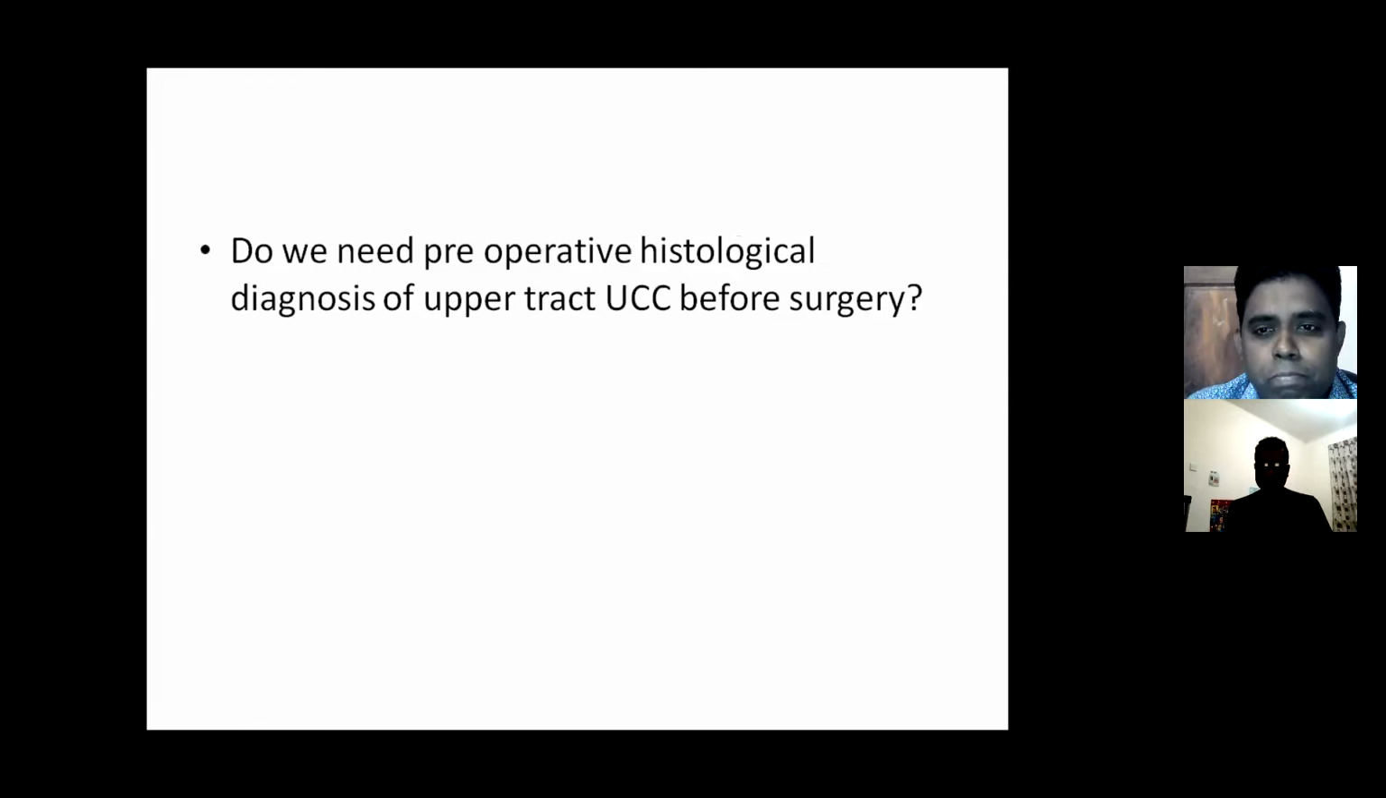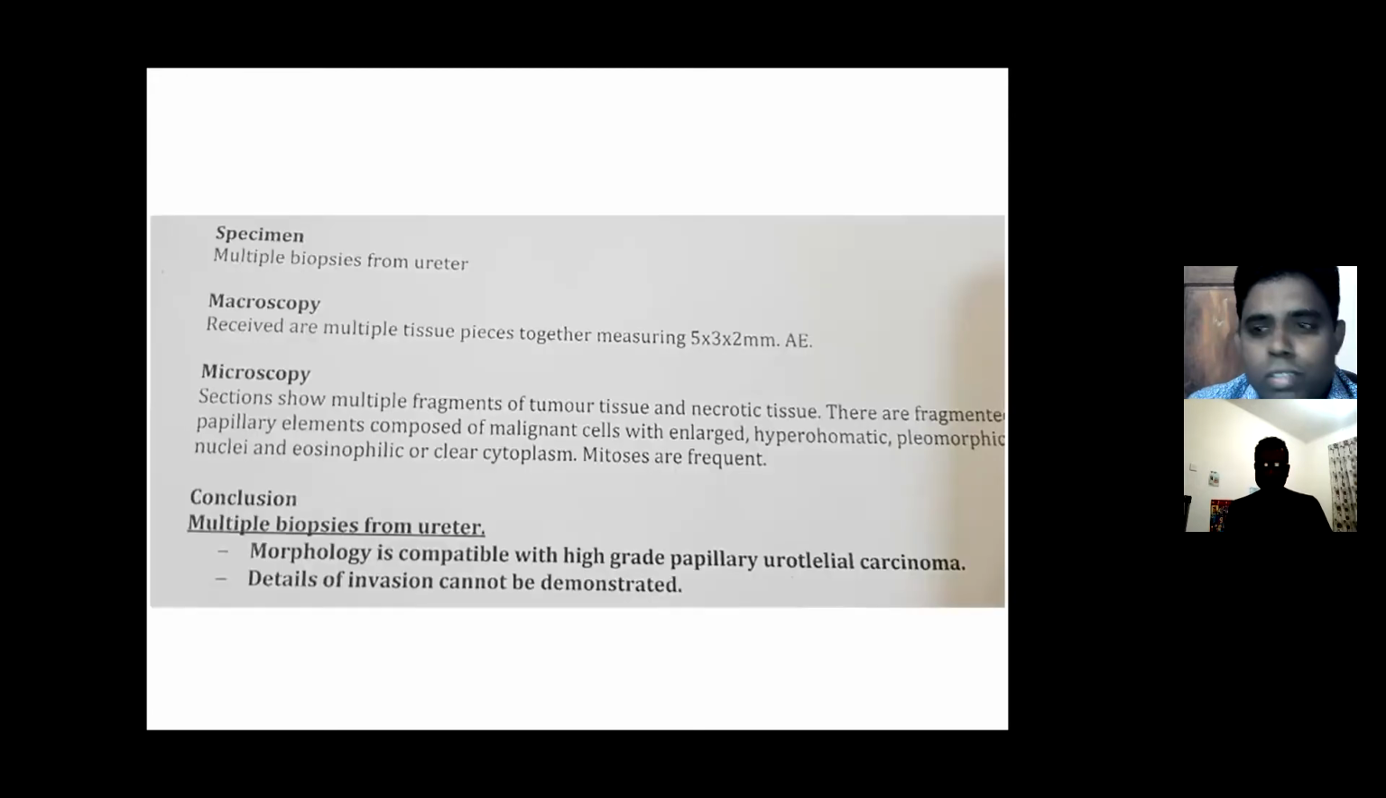and so this is the histology report. So the histology says morphology is compatible with high-grade papillary urothelial carcinoma. Invasion, obviously, cannot be demonstrated. So it's a high-risk tumor when we consider upper tract urothelial cancer, as it is high-grade.